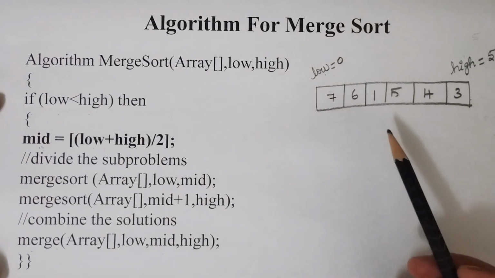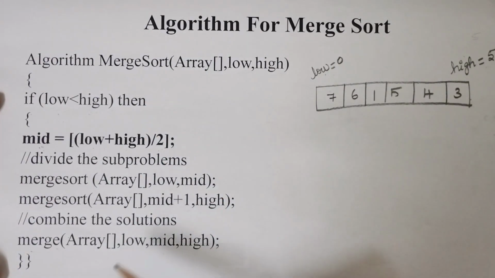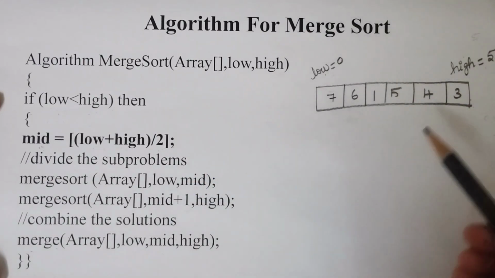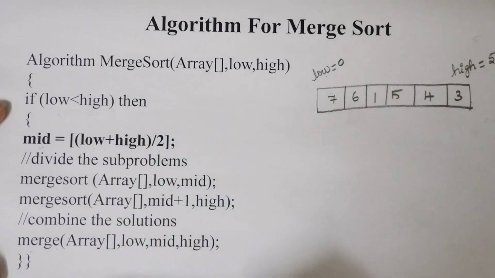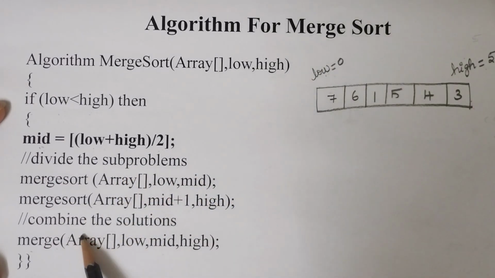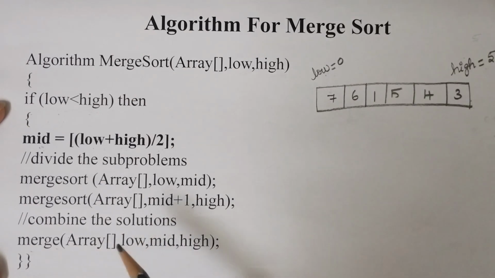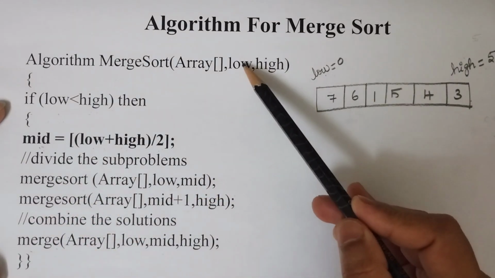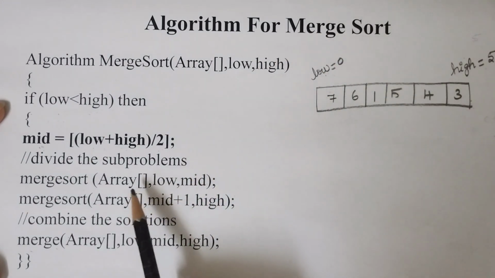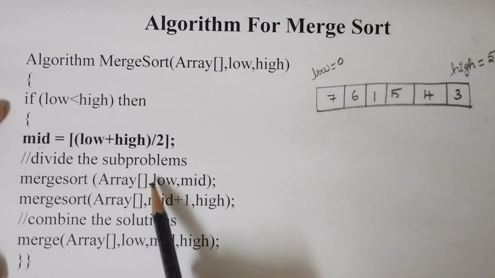Now we'll discuss the algorithm for merge sort. Here is the algorithm given. I'll take the same example which we have seen previously, and we'll discuss how this algorithm can be applied. This algorithm mainly focuses on dividing the problem into subproblems, and at last we combine the solutions, and for that we have another algorithm that performs a different operation for combining the solutions. Here you can see we have recursive calls, that is merge sort. This recursive call is where we divide the subproblem, so we'll see how this recursive call works.